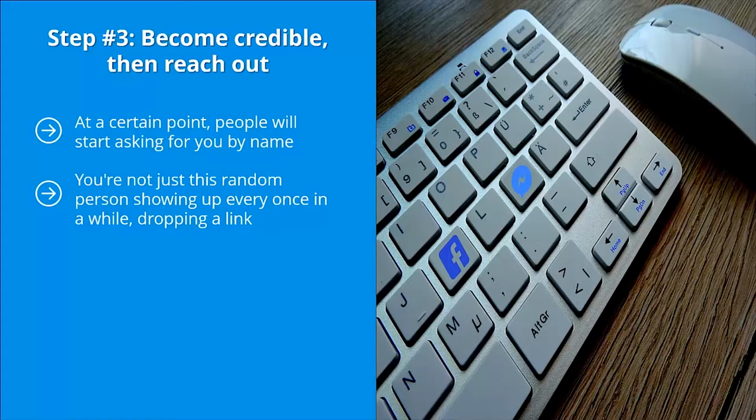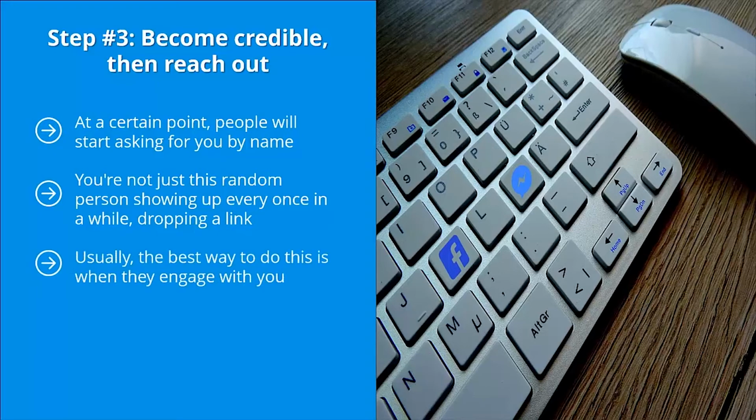This is when you try to engage with the group admin. Usually, the best way to do this is when they engage with you. Maybe they mention your name, or they send you a message on Messenger. Whatever the case may be, try to wait for them, or reach a high enough level of engagement and acknowledgement from other community members before you reach out. What are you going to be reaching out for? Well, there are many different opportunities on the table.